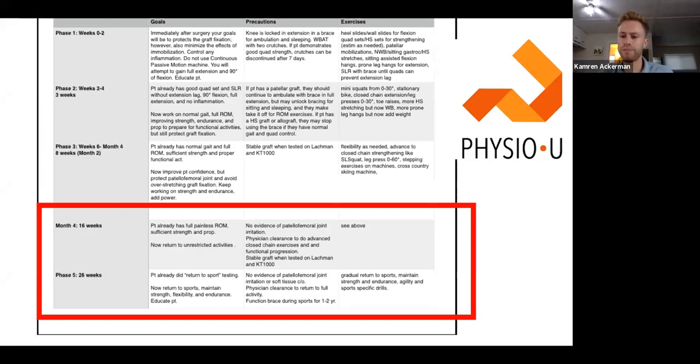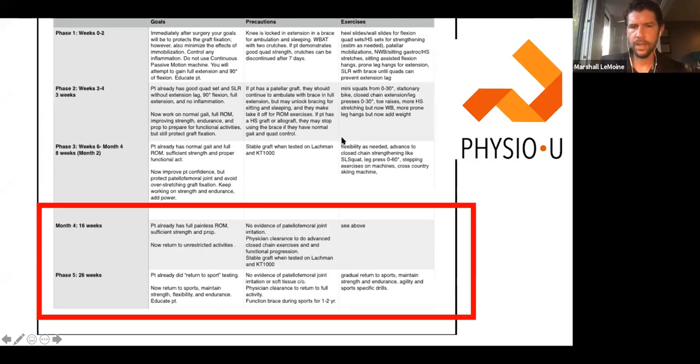Safe return to sport. Yeah, safe return to sport. Okay. Why do you think it's important to have a safe return to sport? Why is it important to look at research and say, how can we be better at helping people return to sport?